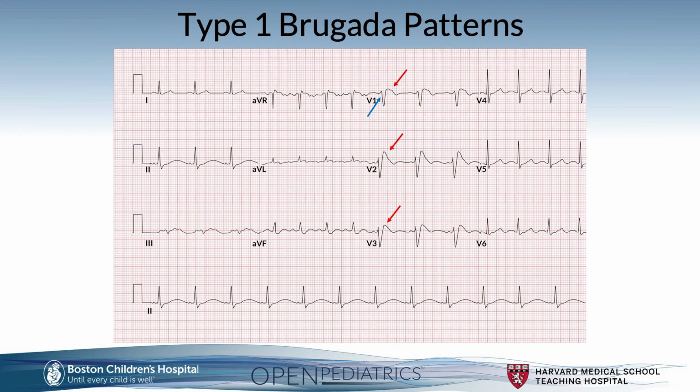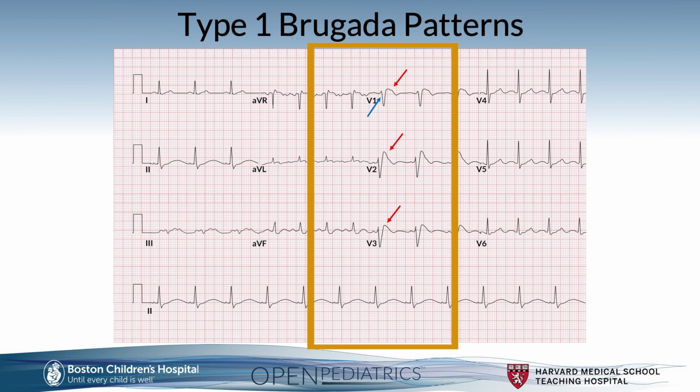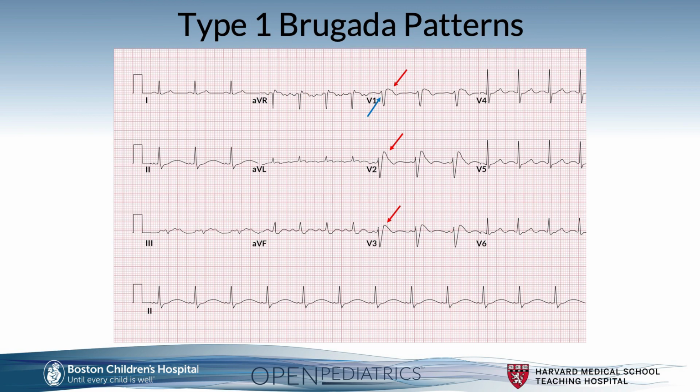You can see here a characteristic Brugada pattern EKG. Once again, with the focus being on the precordial leads, particularly V1 through V3, you'll see the blue arrow pointing towards that right bundle branch pattern, the RSR prime, in V1 through V3, and the red arrows pointing to, in this case, a very characteristic type 1 Brugada pattern, with the coved ST segment elevation followed by the T-wave inversion in the precordial leads.